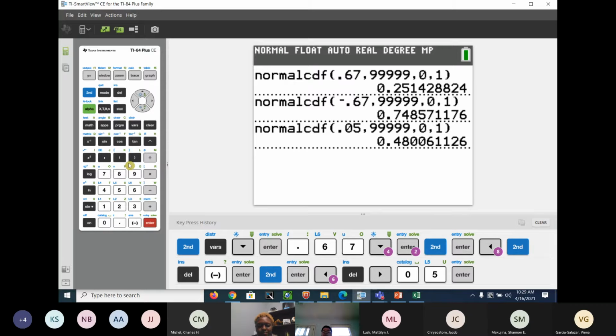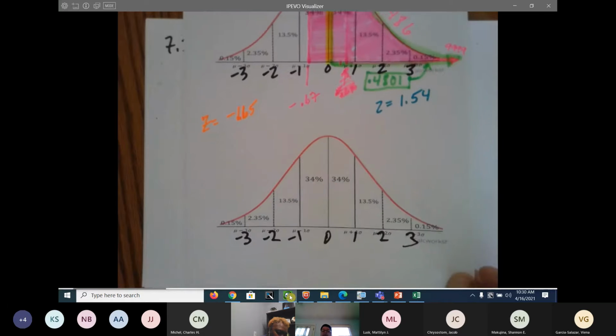I got 0.4801. Yeah, that's what I got. Okay, so my answer is 0.4801 for my green and 0.7486 for my pink. All right, now I want you to work on the orange and the blue down here.